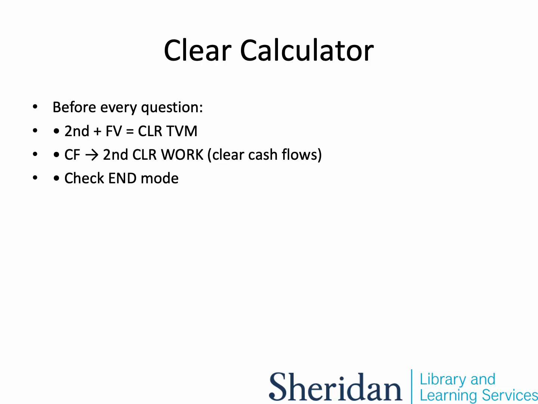Before we start solving any questions, there are three things you should always do. First, clear the TVM worksheet by pressing second and then FV. Second, clear the cash flow worksheet by going to the CF worksheet and pressing second, then clear work. Finally, make sure your calculator is in END mode, since most problems involve ordinary annuities unless the question specifically says otherwise. Doing these three steps before every question can help prevent many common calculator mistakes.